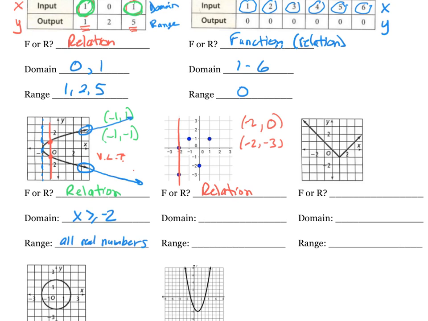Now, the domain, since these are just points, all we would say is list out the x's. So -2, -1, 0, and 1. And the range would be the y values of all those points. So it would be 0, this one's -3, this one's 1, this one's -2, and I have 1 again.